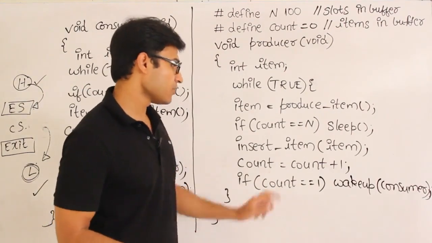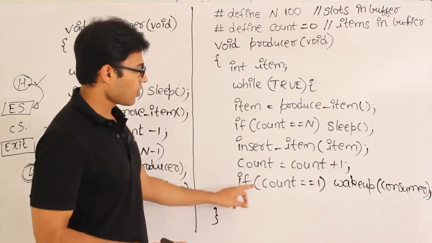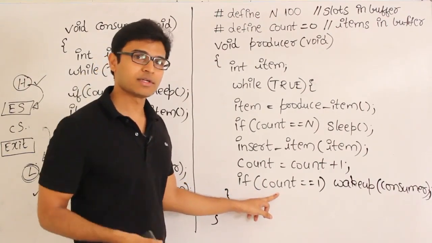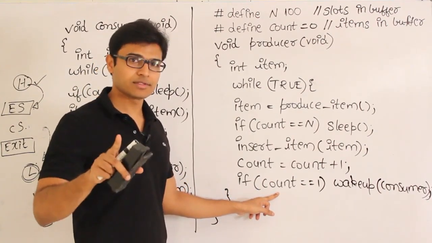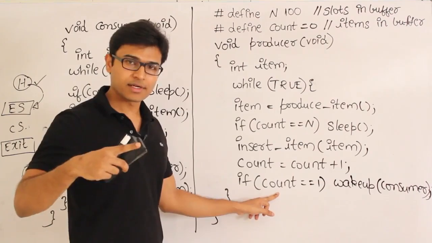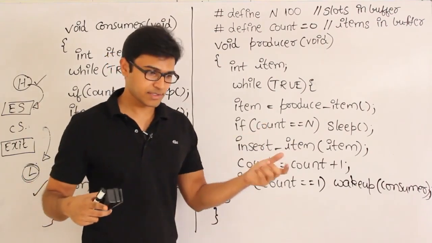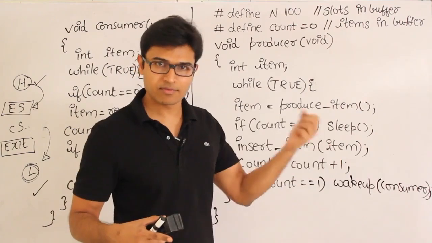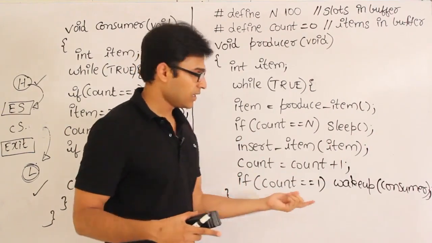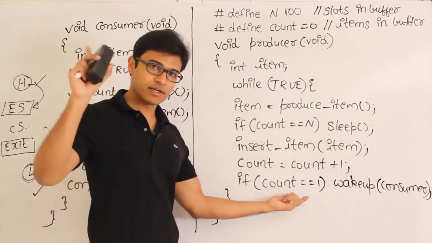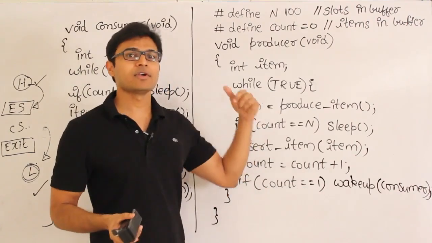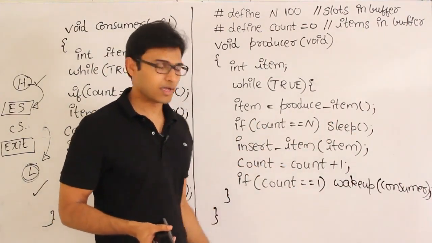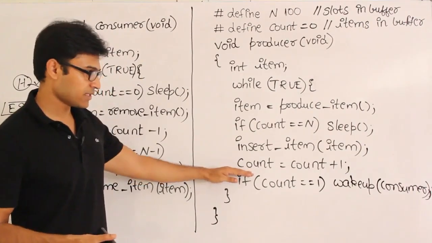If count equal to 1, it is interesting, see this, if count equal to 1, then earlier count was 0, isn't it? Then there will be a chance, right? There might be a chance that earlier a process which is a consumer which wants to read something from the buffer might have seen that there is nothing in the buffer because earlier count was 0 and it might have gone to sleep state, right? And therefore you wake up the consumer.